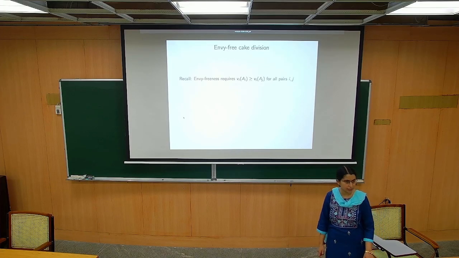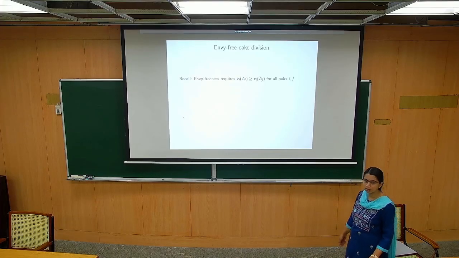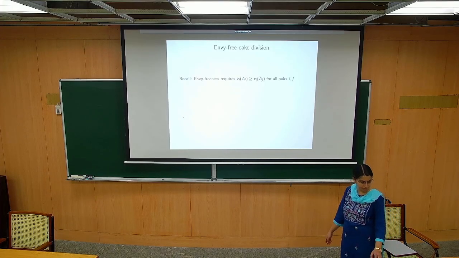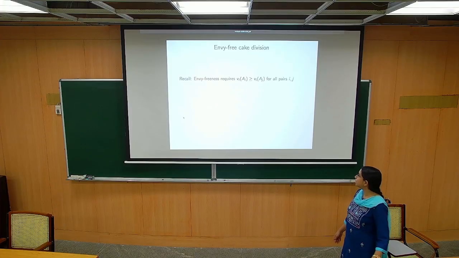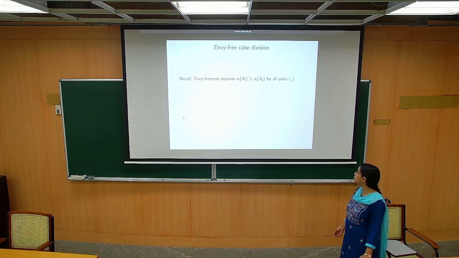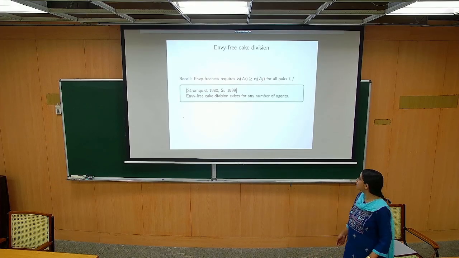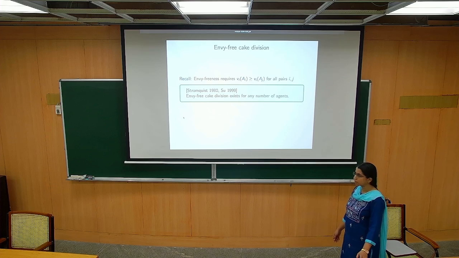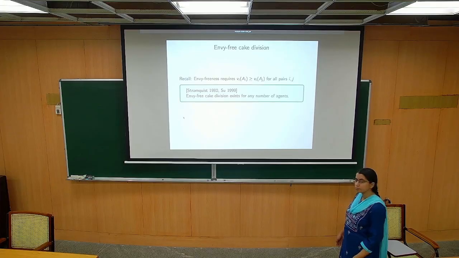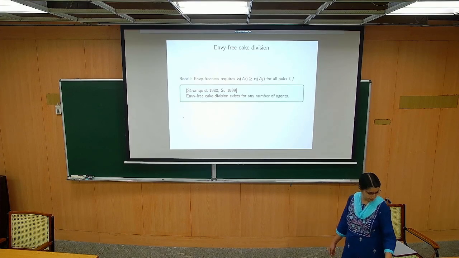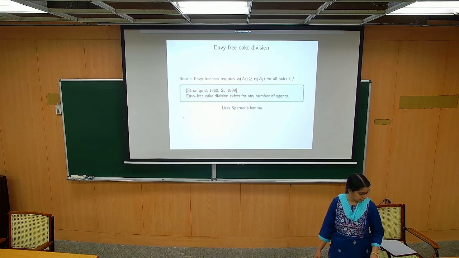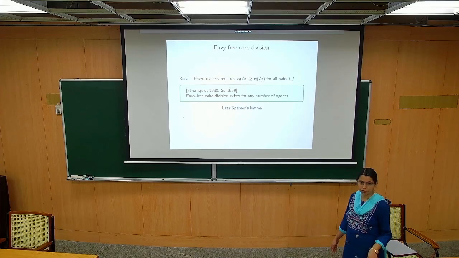Okay, so now let's come to envy-freeness, and things suddenly become a little more complicated, as we will see. Recall that envy-freeness requires that every agent thinks her piece is at least as good as anybody else's. And this result was proved in 2 different works, that envy-free division indeed exists for any number of agents. This was really a non-constructive proof, and it uses Sperner's lemma.